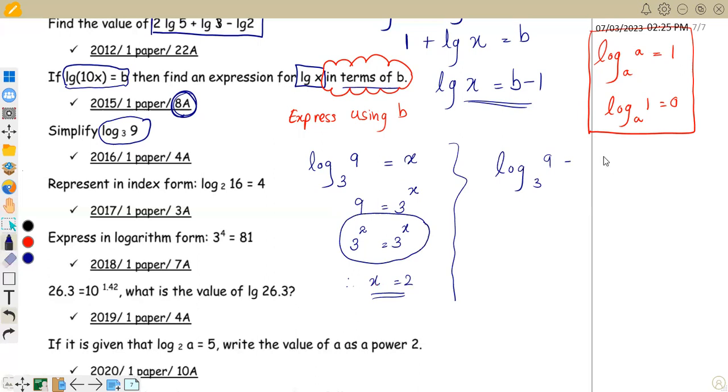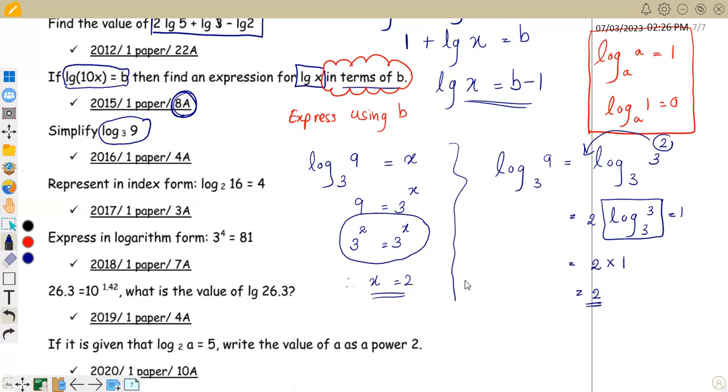This can be written as logarithm to the base 3. 9 can be written as 3 to the power of 2 within this log term. Then the 2 comes to the front. Then 2 times logarithm of 3 to the base 3. Logarithm of a particular value to the same base equals 1. Therefore, it is 2 into 1, which is 2. In both ways, we can obtain the answer. So, here it is.